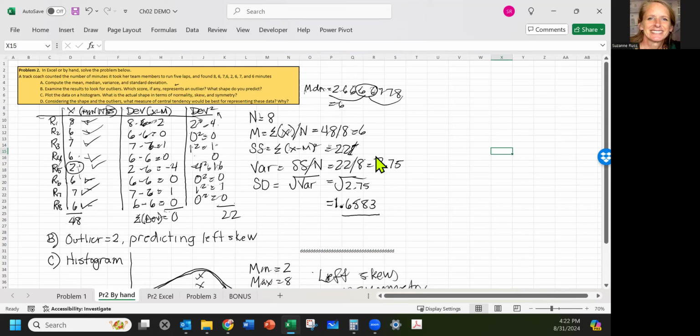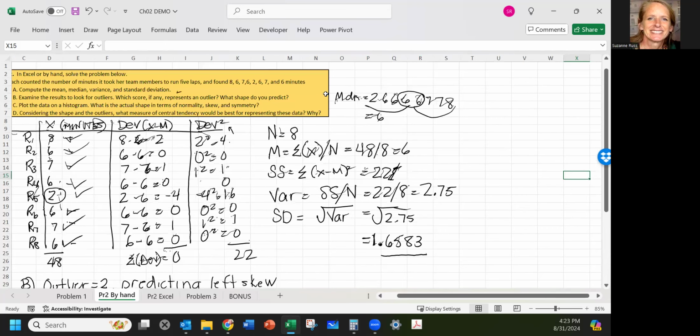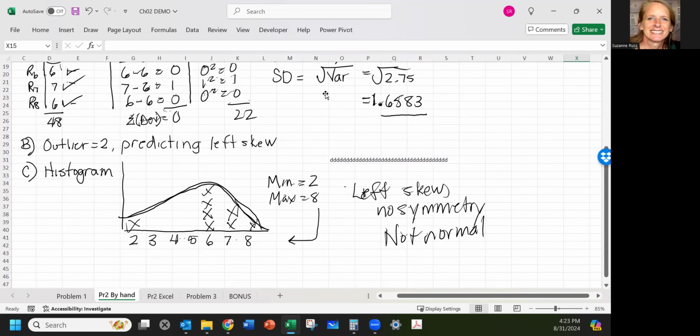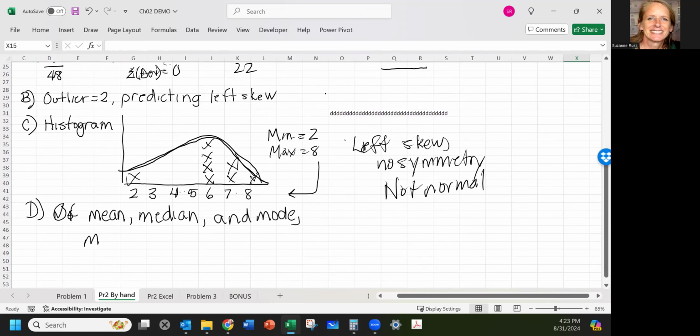Let's continue on with D. It says, considering the shape and outliers, what measure of central tendency would be best for representing these data? Why? Well, we know that our measures of central tendency include mean, median, and mode. Let me continue. Median would be best for this distribution.